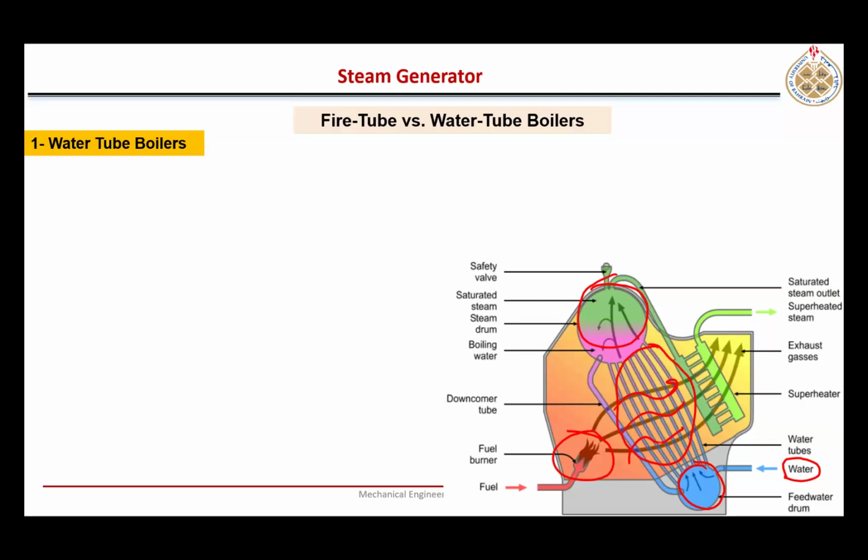So water will start to gain heat and its temperature will start to increase, and density will start to drop. So this water will start to rise up in these pipes until it reaches the upper cylinder, the steam drum, right? Here the steam will be separated from the top and the liquid which settles at the bottom will flow back again, and this cycle will keep on repeating.